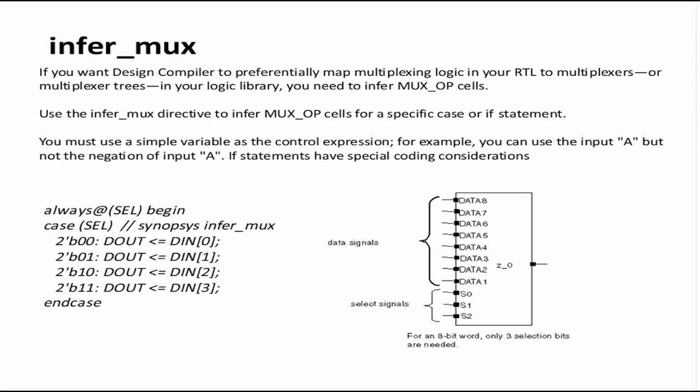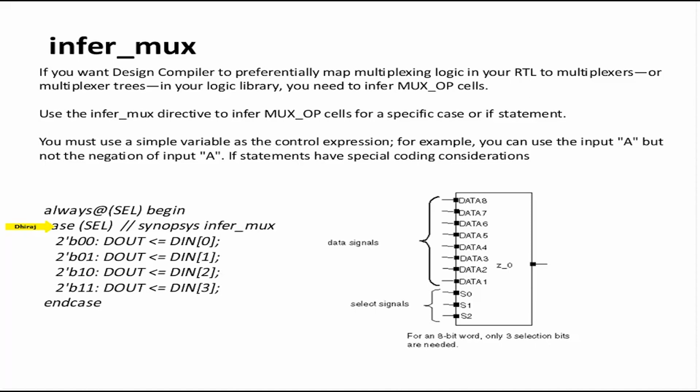You must use simple variables as control expressions. For example, if we use not input A but the negation of input A, it will not infer a mux. So whenever it infers a mux, you use infer mux. When it infers a mux, you can be rest assured that it will use the mux kind of structure from the standard cell library to implement a mux tree in most cases, unless the timing or area is very bad. So as you start coding, I will not recommend you to use this always.